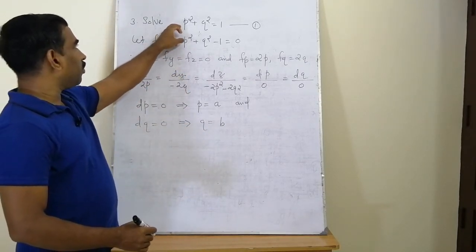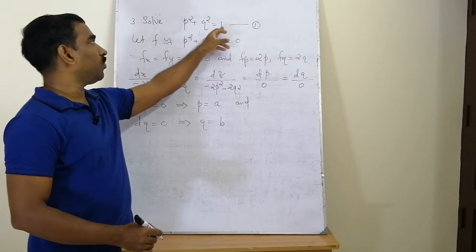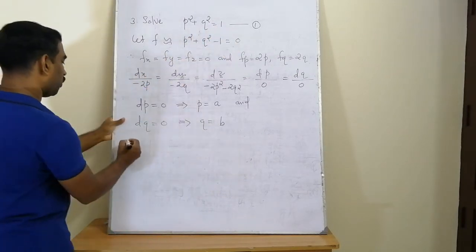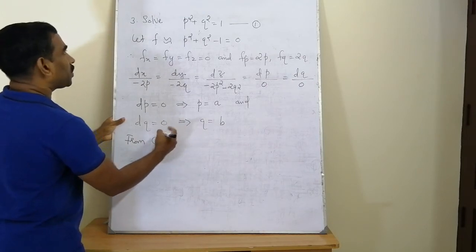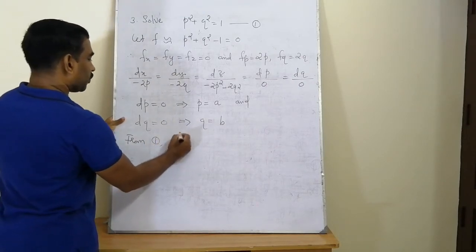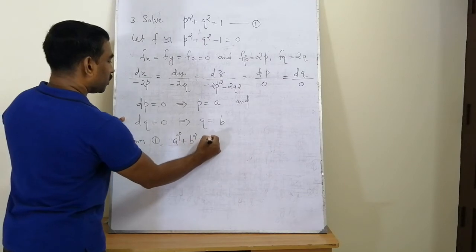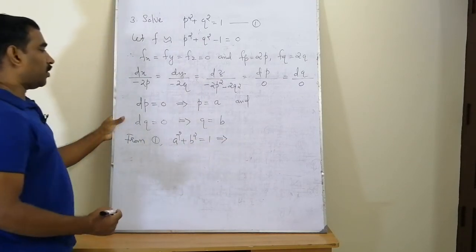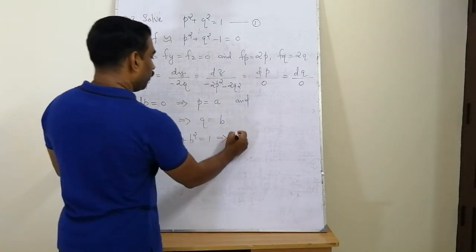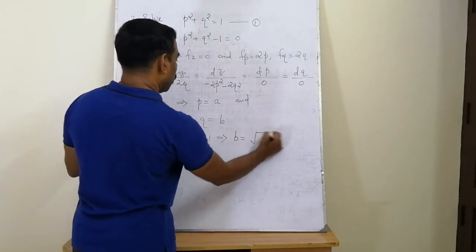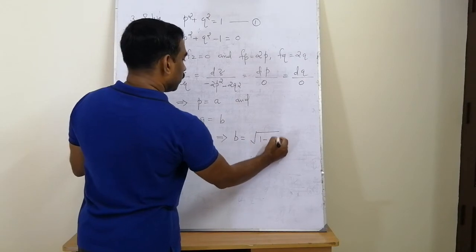But according to relation number 1, squaring and adding p and q will result in 1. So from equation number 1, we have p square plus q square equal to 1, that is a square plus b square equal to 1. This implies these two arbitrary constants are connected by the relation a square plus b square equal to 1, from which b is equal to square root of 1 minus a square.